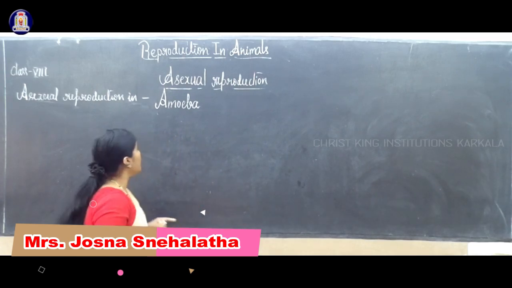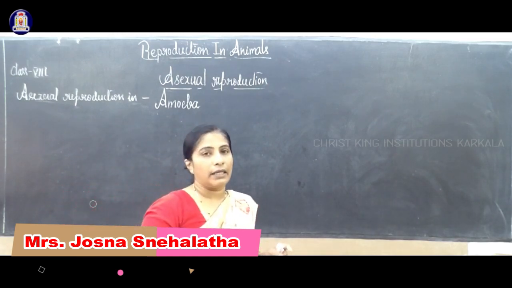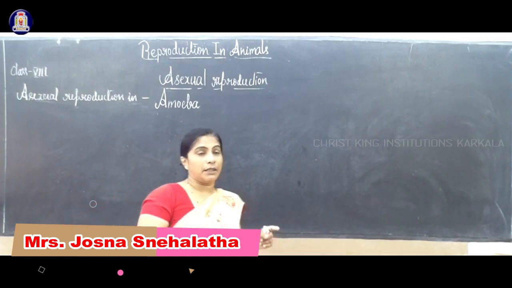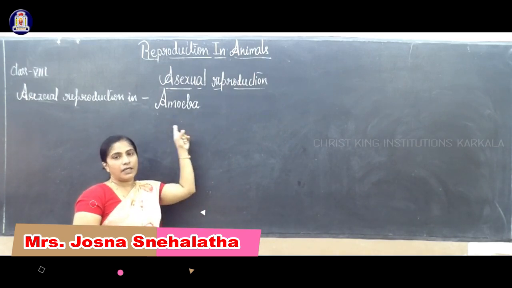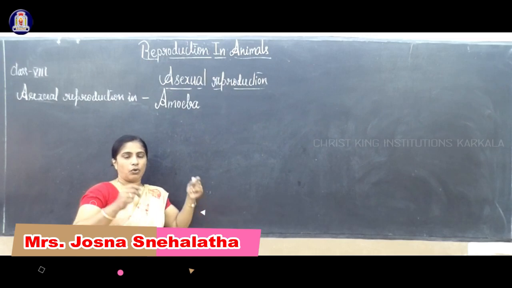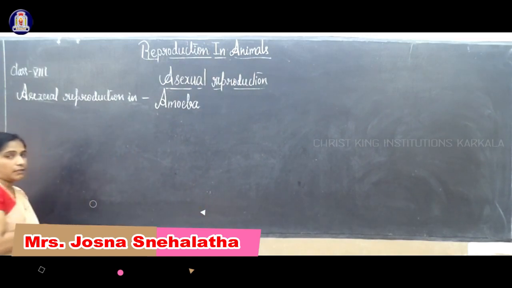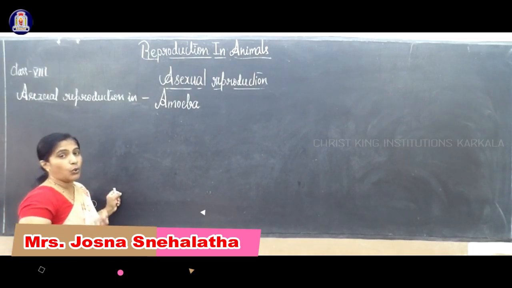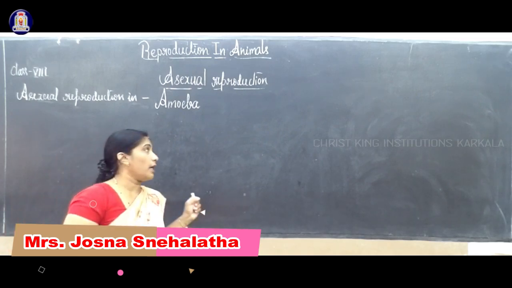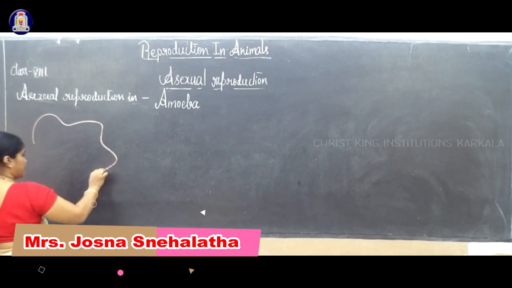The next one is amoeba. Here also they are given only to learn binary fission, not multiple fission. So let us study binary fission in amoeba. Amoeba is a microscopic organism. I will draw the diagram also. It is a shapeless organism, there is no definite shape, that is nothing but amoeba.